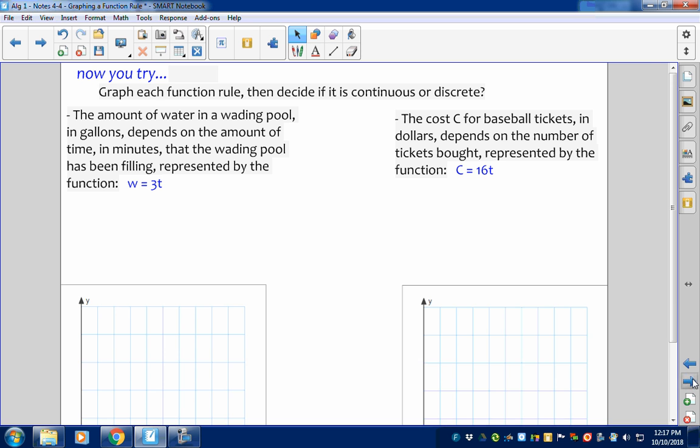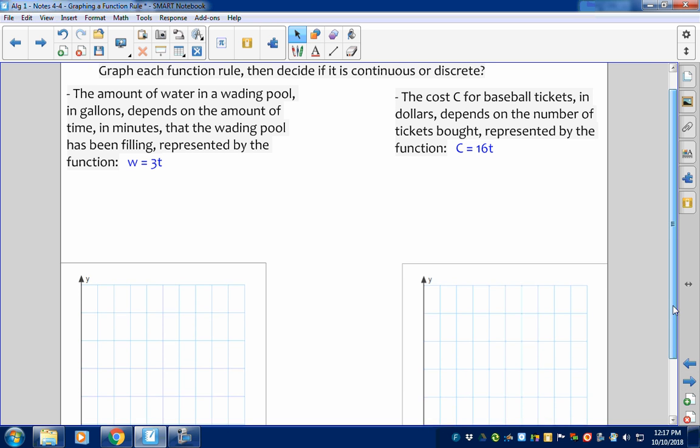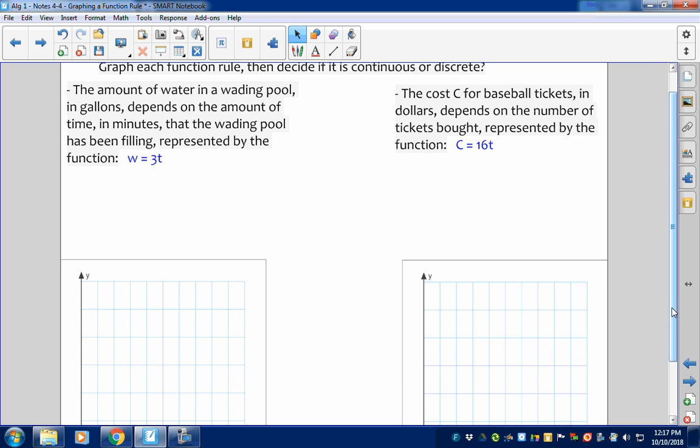So here are a couple more. See if you can decide here which one's continuous, which one is discrete. It says the amount of water in a wading pool in gallons depends on the amount of time in minutes that the wading pool has been filling, represented by the function W equals 3t. In this case, I would have t and w instead of x and y. And if t is 0, it's at 0. If t is 1, it's at 3. If t is 2, it's at 6. 3, it's at 9.